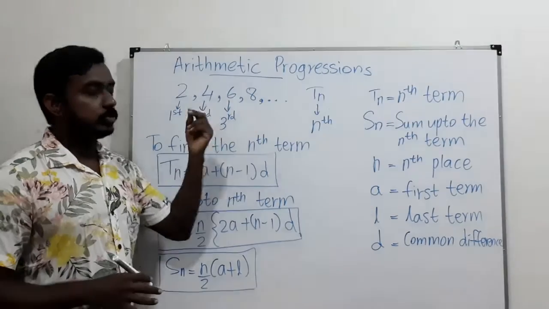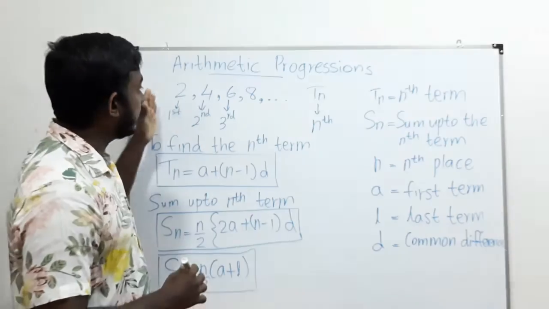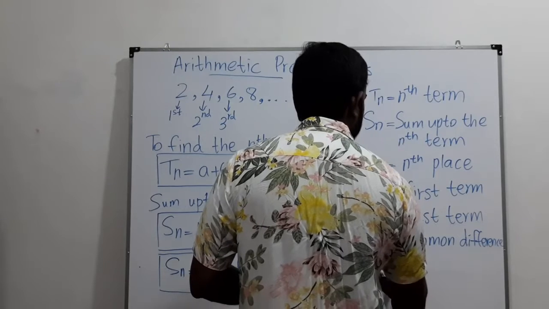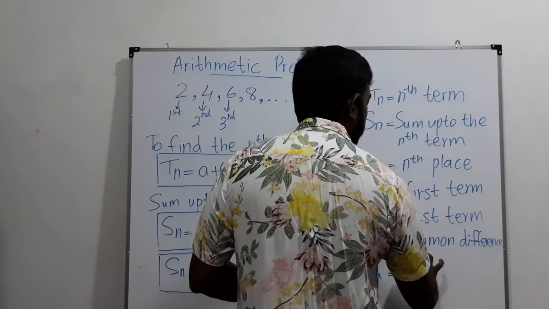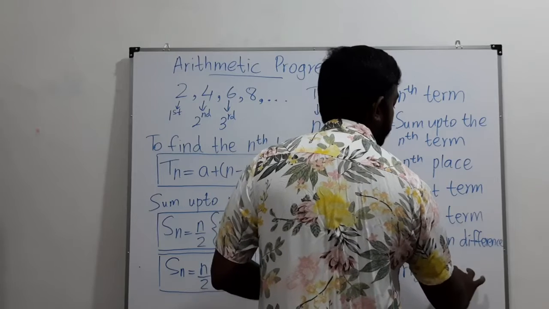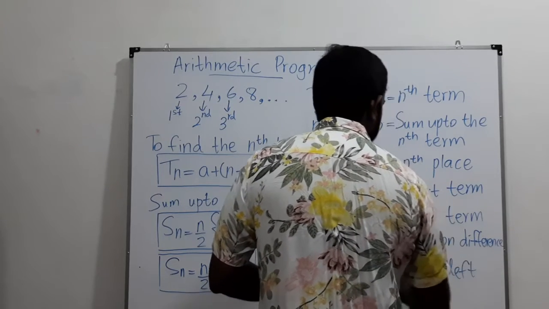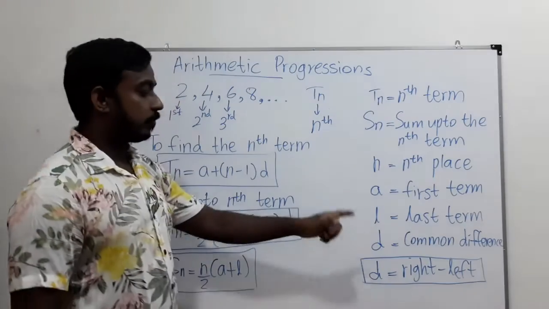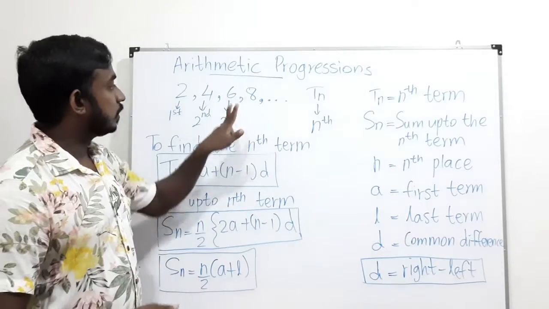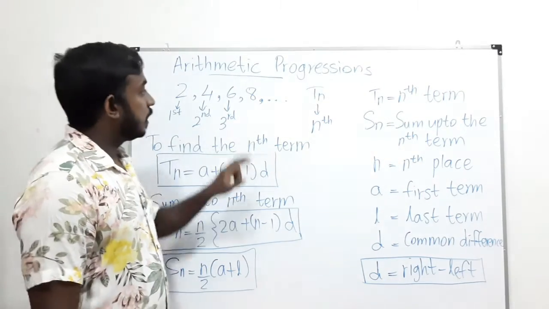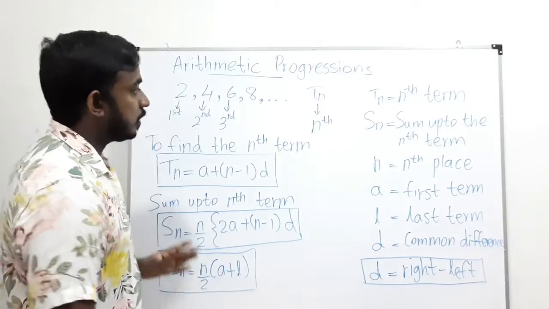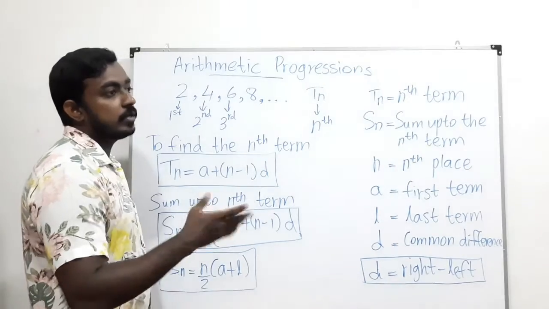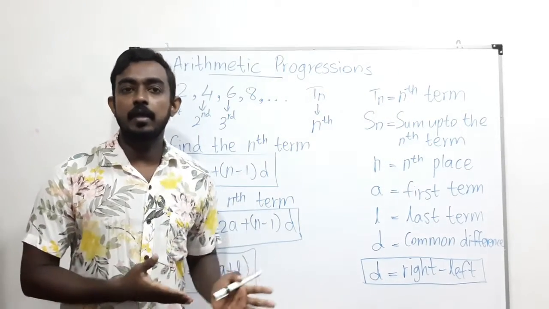Imagine you have to choose two consecutive terms, and you can easily get this d by subtracting the left term from the right term. Imagine these two consecutive numbers, 6 and 8. Now what is the right term? That is 8. And the left term is 6. Then when you subtract 6 from 8, it will be 2.